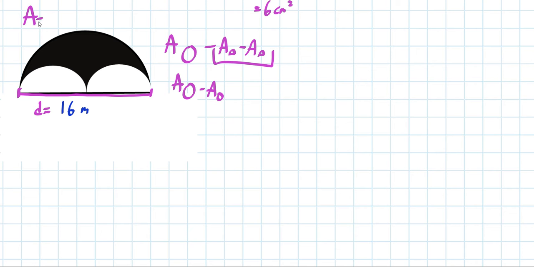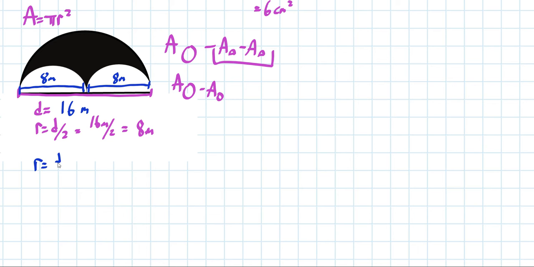The circle formula, if we're looking for area, is area equals pi r squared. We're given diameter and not radius, but we know radius is always half of the diameter. So 16 meters over 2 is 8 meters. So from here to here, that's 8 meters. And from there to there, that's 8 meters. Which means that for the smaller circle, the radius is going to be, again, diameter over 2. The small circle diameter is 8. And if we divide that by 2, we get 4 meters. That's the radius of the smaller circle.